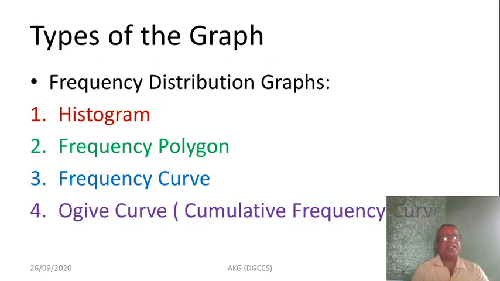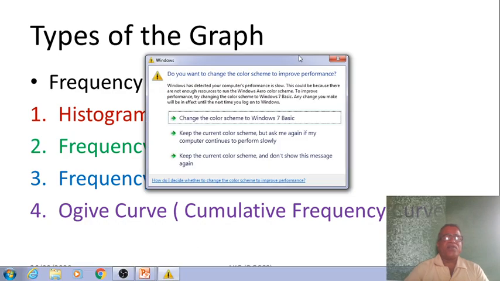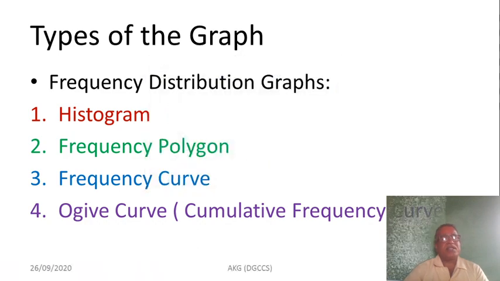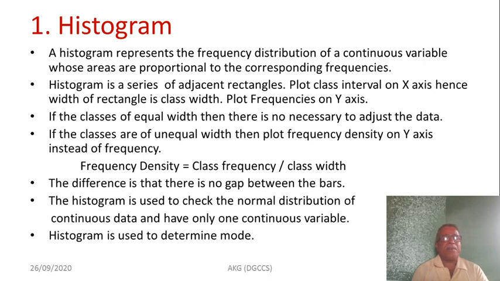Now in our study, we study the types of graphs. Especially we construct graphs for the frequency distribution, the continuous frequency distribution, that is the grouped frequency distribution. That means here we have class intervals and their corresponding frequencies. So these are the four types of frequency distribution graphs: histogram, frequency polygon, frequency curve, and ogive curves. One by one we see how we construct these different graphs with some examples. So first we see the histogram.